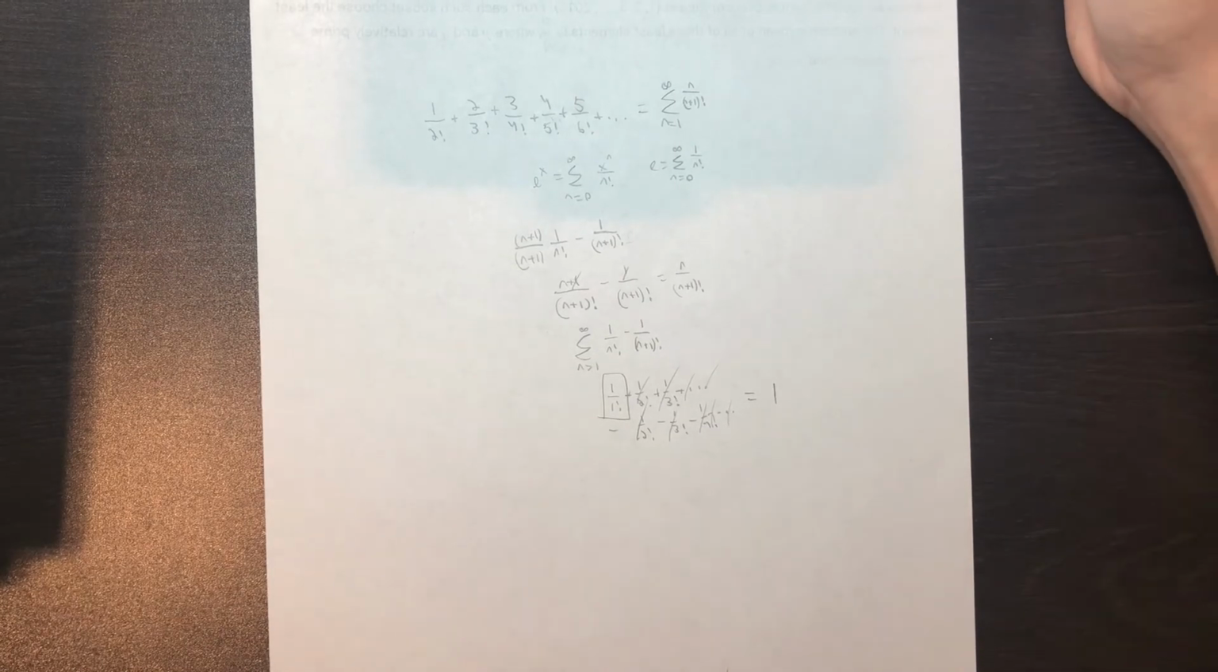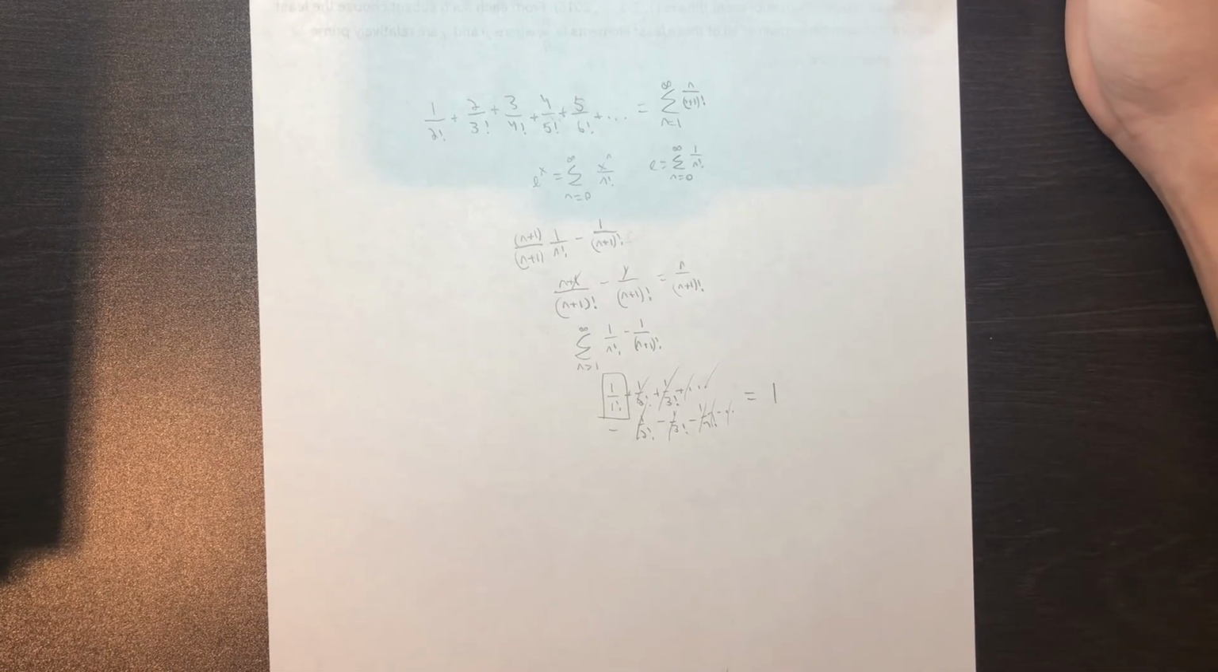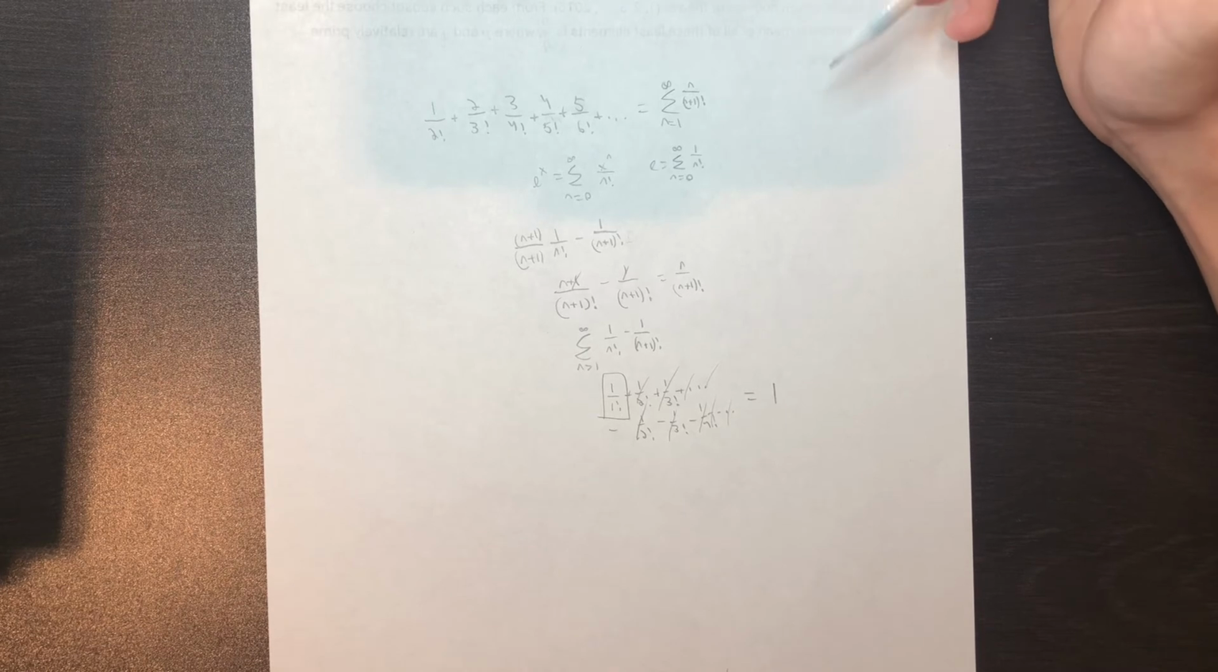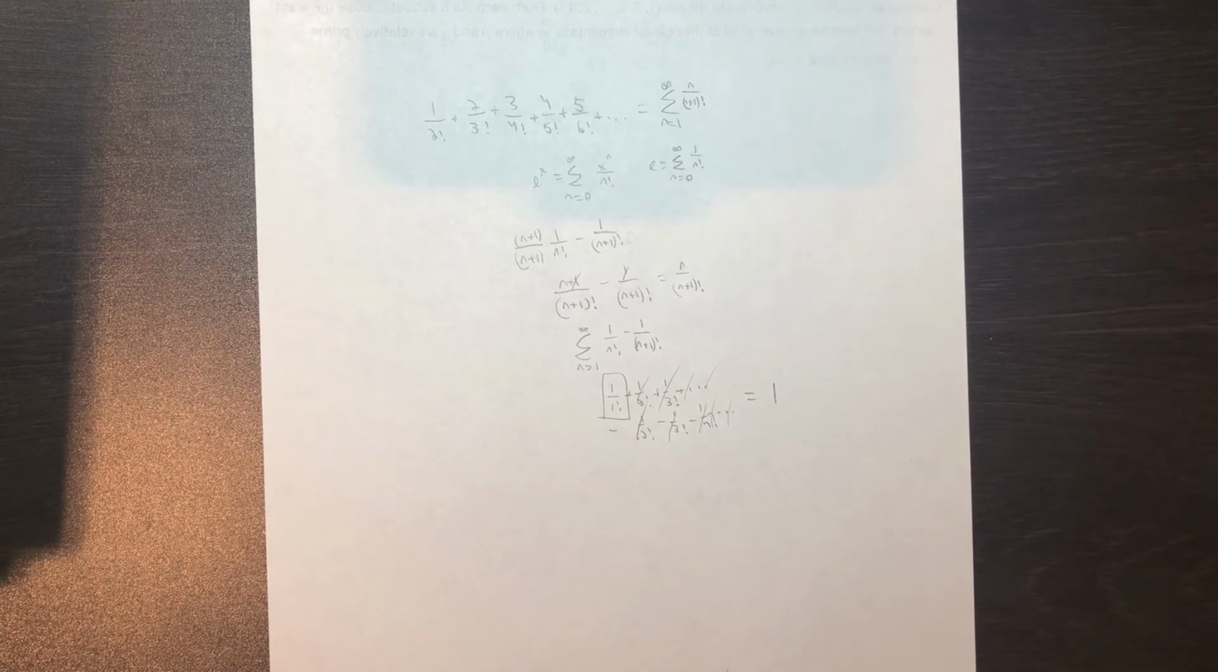And the way we got here is we just realized its similarity to the Taylor series for e to the x, and we did some experimentation to rewrite this in a way that was easily able to calculate. So we rewrote it into a telescoping series.